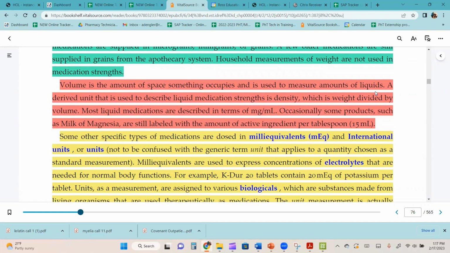Volume is the amount of space something occupies, and it is used to measure amounts of liquid. A derived unit that is used to describe liquid medication strength is density, which is weight divided by volume. Most liquid medications are described in terms of milligrams per milliliter. Occasionally, some products, such as milk of magnesia, are still labeled with the amount of active ingredient per tablespoon.